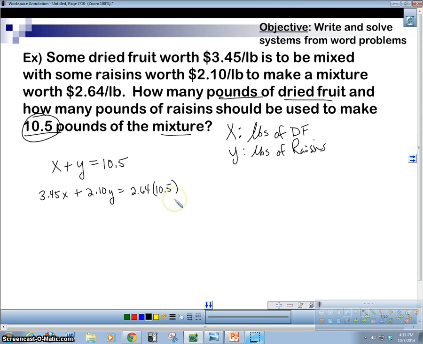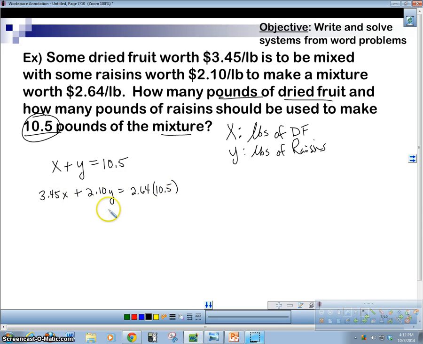Okay, with these mixture problems, just remember that you're going to have a pound of something plus a pound of something else, and then here you're always going to multiply that cost times the total mixture, X plus Y. Now you're going to multiply this out, and I've got a system of equations that you're going to use elimination on. I would say maybe multiply this by negative 210 and then cancel that out.